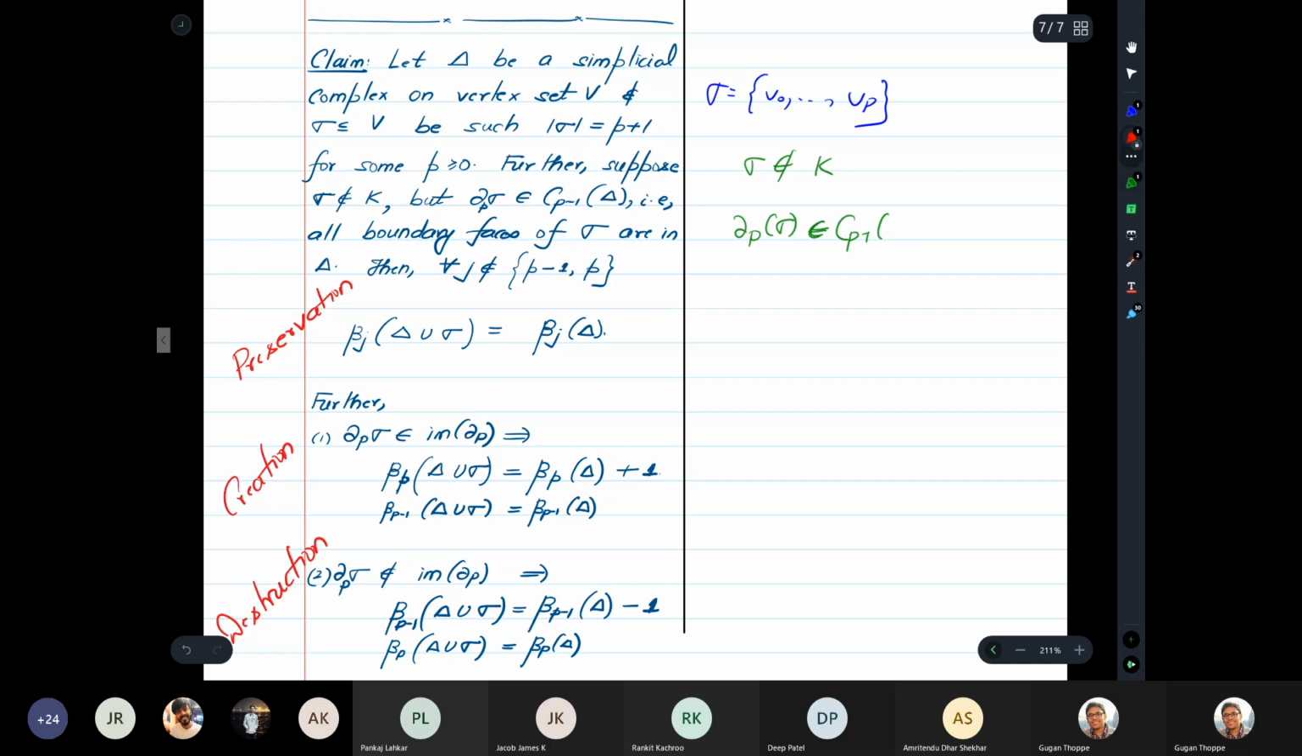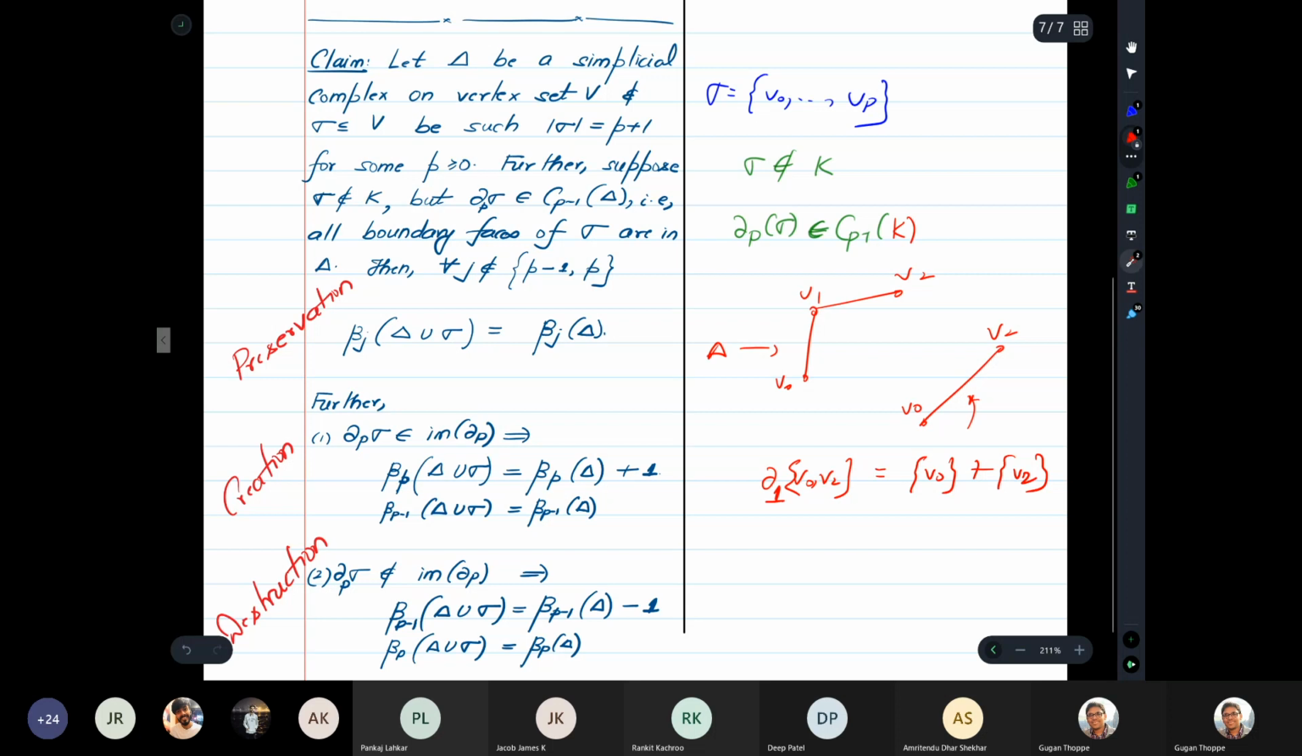An example of this would be something like this. Let's say this is the simplicial complex, this is delta. Let's say this is V0, V1, V2, and let's say you had an edge V0, V2. So if this is your simplicial complex, clearly it does not include this face. However, if you look at the boundary of this edge, if you write down the boundary map del 1 of V0, V2, I hope you agree that this will be V0 plus V2.